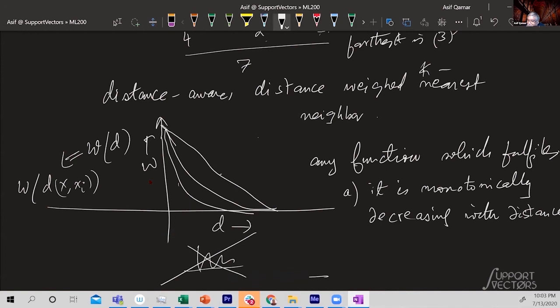It may not even decrease, or it may decrease very slowly, or it may not decrease at all. It may just remain. So if you notice that if the weight doesn't decrease at all with distance, it is your K nearest neighbor without a kernel, without a distance awareness. Do you realize that, guys? That the standard KNN is nothing but, in this terminology, distance awareness in which the weight function is constant. Is this intuition making sense, guys?